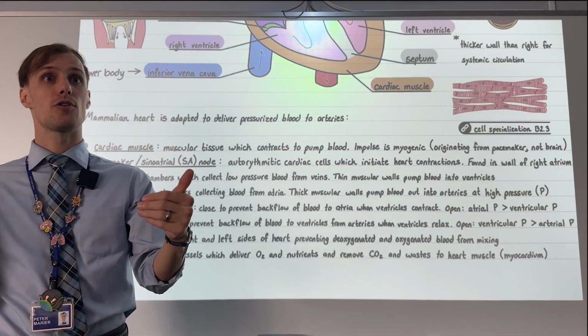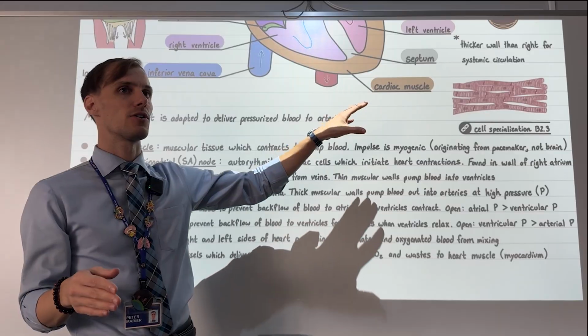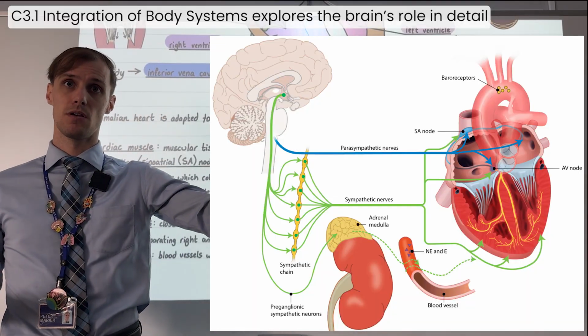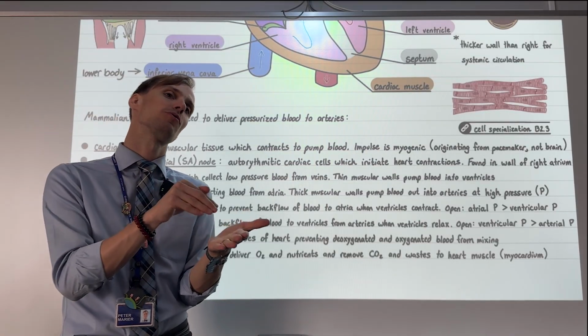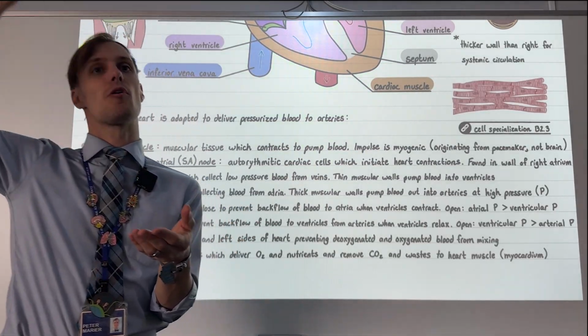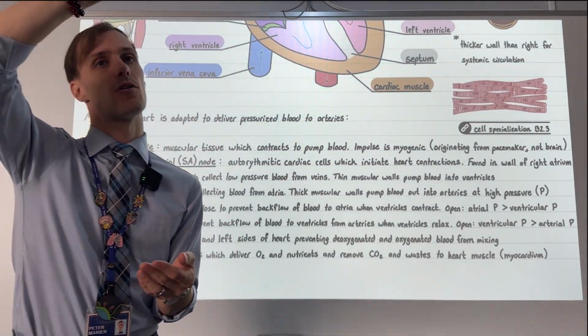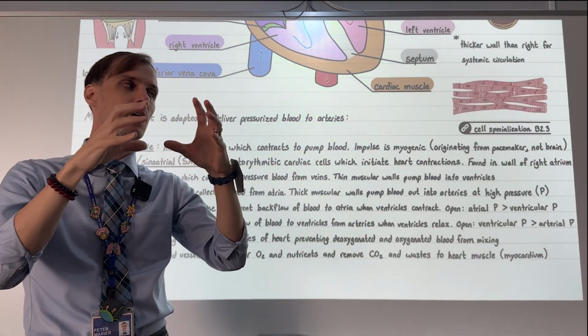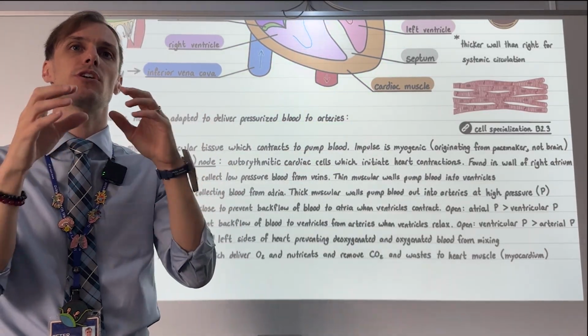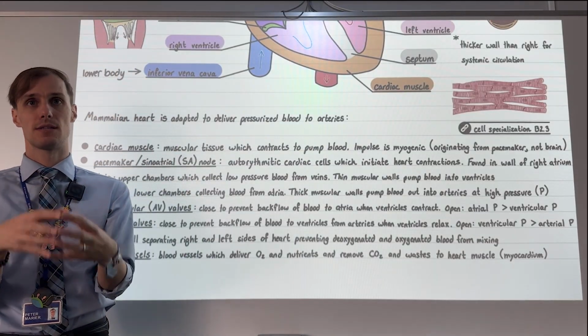Now, as we'll talk about in another topic, these pacemakers can be modified by the brain. So someone can be like, hey, go faster, and he's like, okay. But they're still the ones originating it, but it can be either increased or slowed down by the brain, or hormones. It can be modified, but the originating signal is always going to be coming from the heart itself.